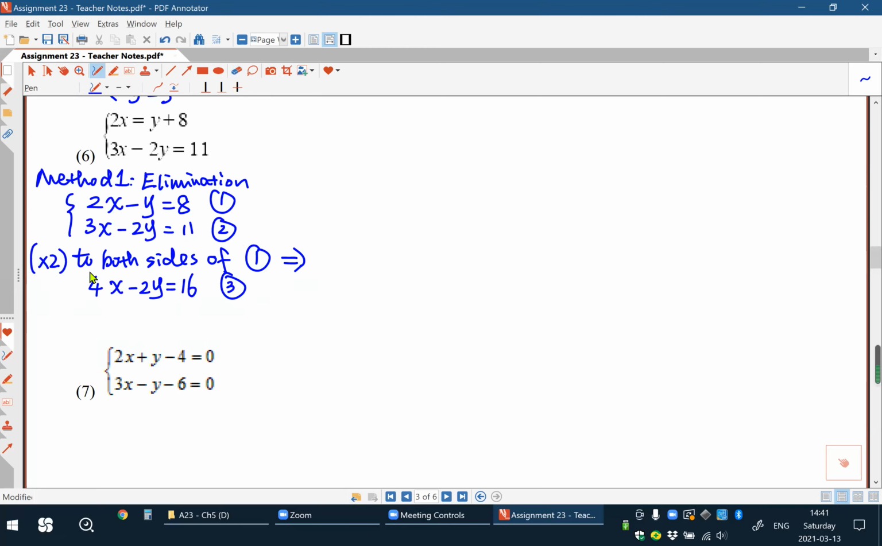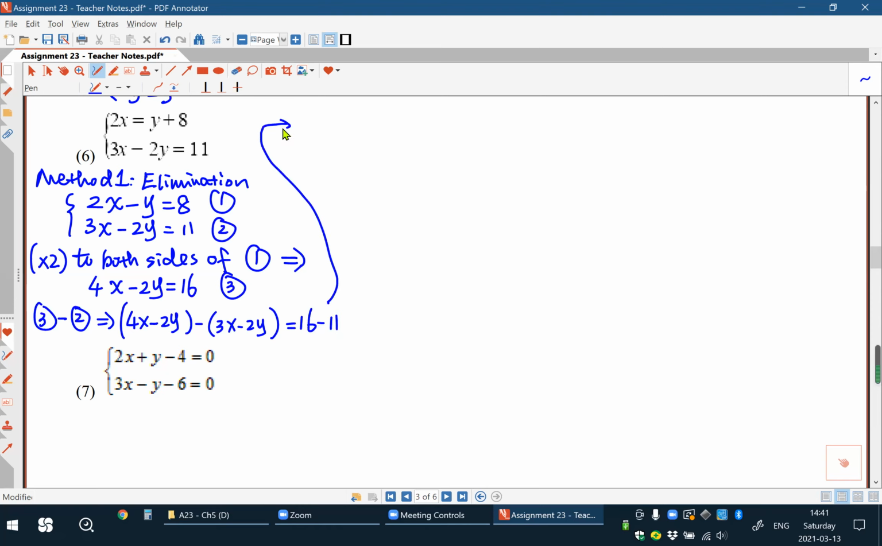Then how do we eliminate y? We can use equation 3 minus equation 1, right? And this will give you 4x minus 2y minus 3. Oh, sorry, this should be equation 2. Equation 3 minus equation 2, which means 4x minus 2y minus 3x minus 2y here equals 16 minus 11.